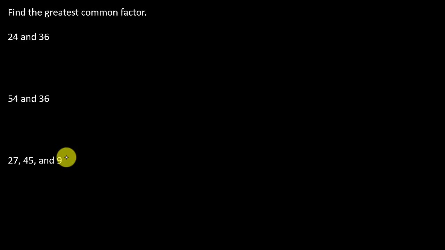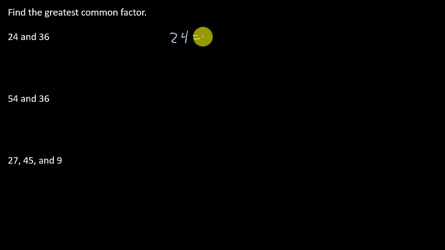All right, so the greatest common factor, what we're looking for is the largest number that will divide into each of these evenly. A lot of the numbers you can look at and tell what the greatest common factor is, but what if you can't? So that's what we're going to do here. Let's do the 24 and 36. For 24, we want to write each of these as a product of prime numbers.